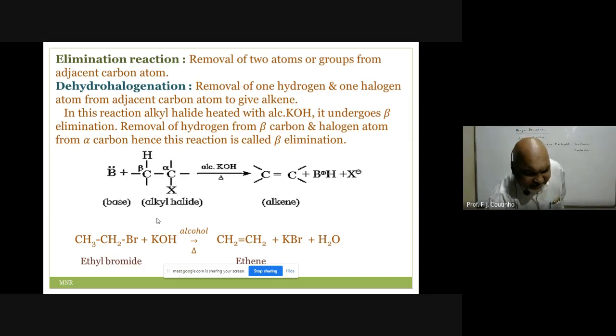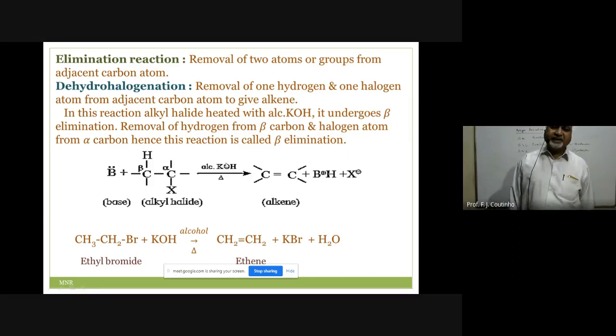Now, if you see here in this reaction, alkyl halide is heated with alcoholic KOH. My dear children, we always get confused with alcoholic KOH and aqueous KOH. Aqueous alkali, maybe NaOH or KOH, will always give us alcohol. Whereas this alcoholic KOH, alcoholic potassium hydroxide, which is also a strong alkali, will always give us alkene. So here, the alkyl halide is heated with alcoholic KOH.